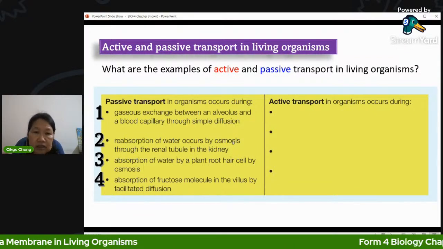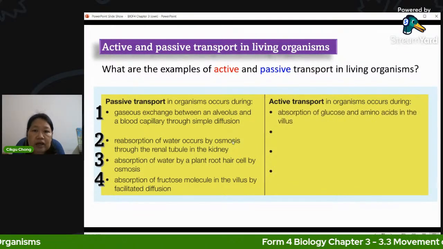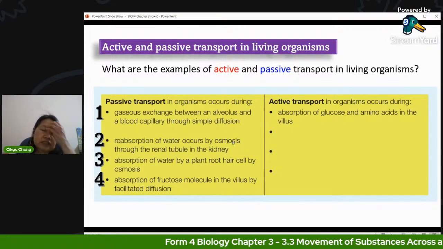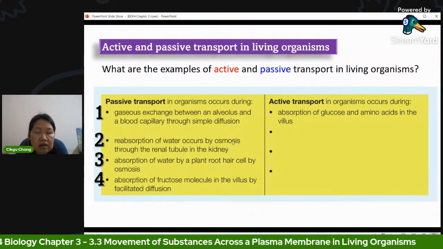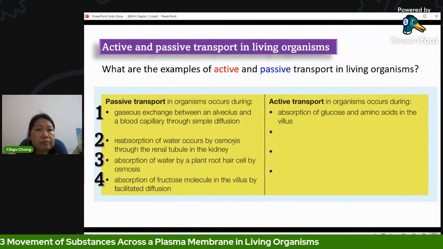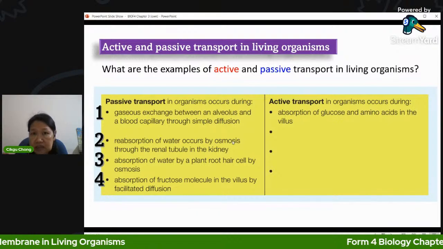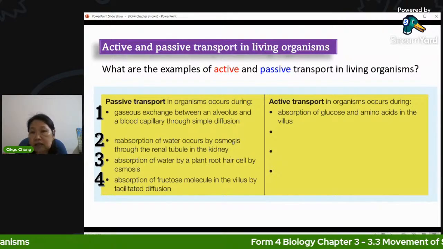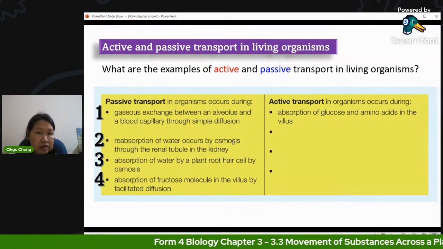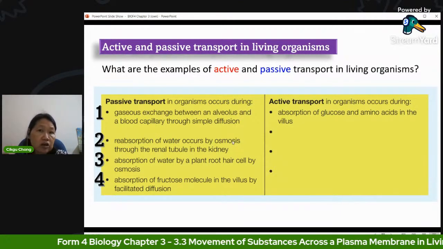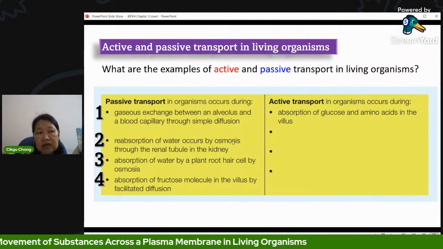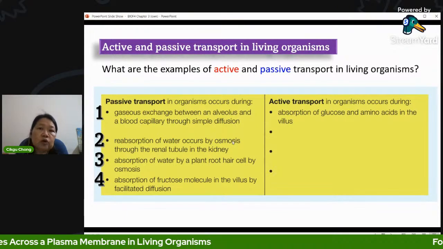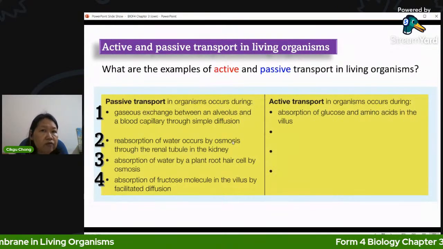Okay, so next one, let's look at examples of active transport. Now this one is absorption of glucose and amino acid in the villus, because this one happens against the concentration gradient. Whenever you talk about active transport, you have to remember that it has to be from a region of lower concentration of this substance moving into another area which has a higher concentration. That means inside, this region here already has a lot of this molecule, but the cell still requires it. So it is able to move in even though it has got less outside, from A to B.